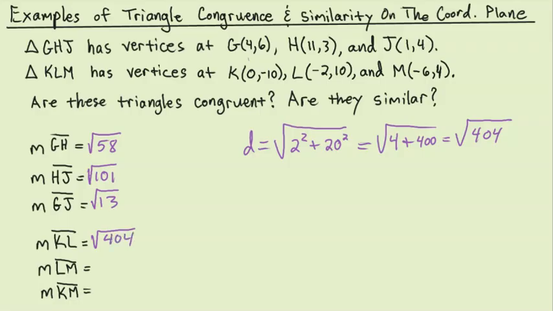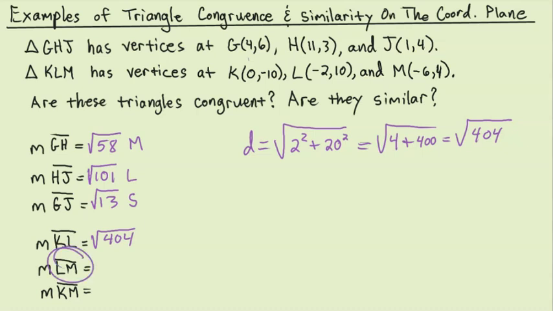I also want to point out here, I didn't go back and say which one was the shortest side and which one was the longest side. You can see here that square root of 101, that's our longest side. Square root of 13, that's our shortest side. And in the middle there is square root of 58, so we'll mark that.